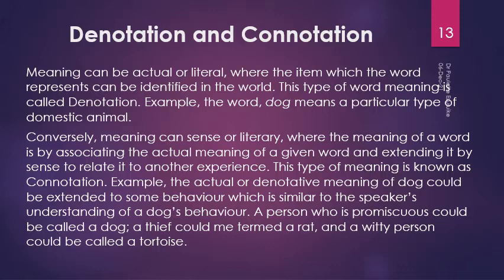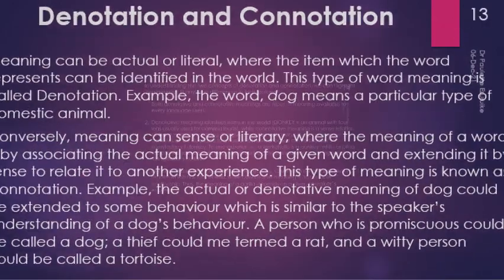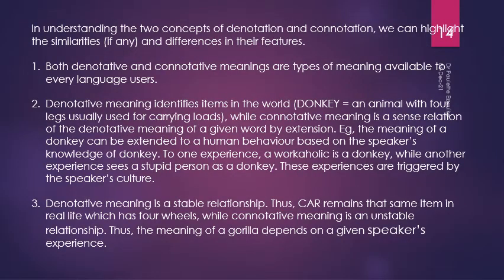For example, the meaning of dog is not actually that domestic animal we have around us, but it could be extended to some behavior which is similar to the speaker's understanding of a dog's behavior. In certain cultures, a dog could mean a promiscuous person, a dog could mean a thief, a dog could mean anything, just the way a witty person could be called a tortoise. So in this culture, two types of meaning.